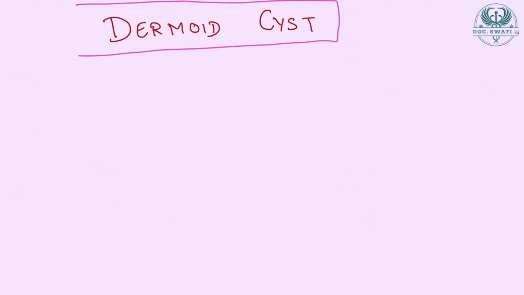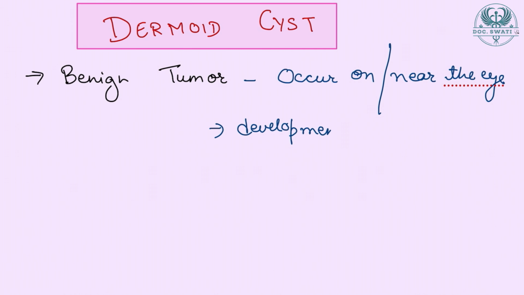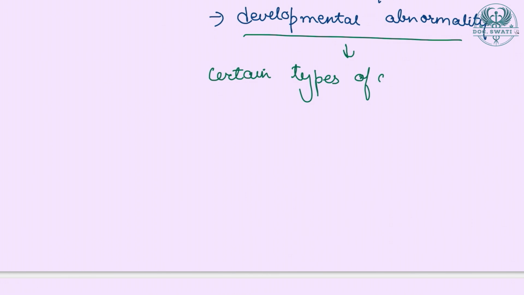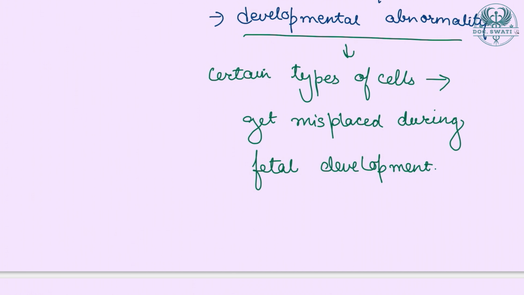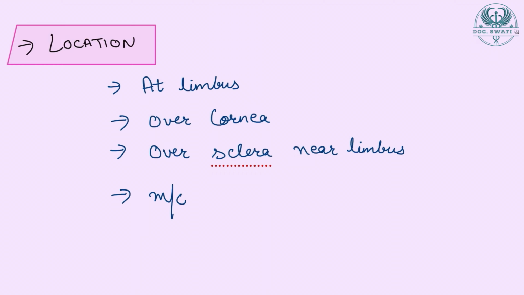In this case, it is a benign, non-cancerous tumor that can occur on or near the eye, a development abnormality in which certain types of cell are misplaced during fetal development. So let's discuss about the common affected locations. They are at limbus, over cornea, over sclera near limbus. Most commonly it affects inferotemporal quadrant.